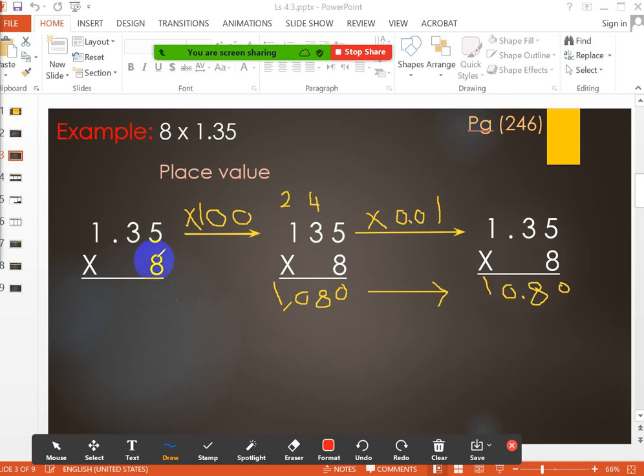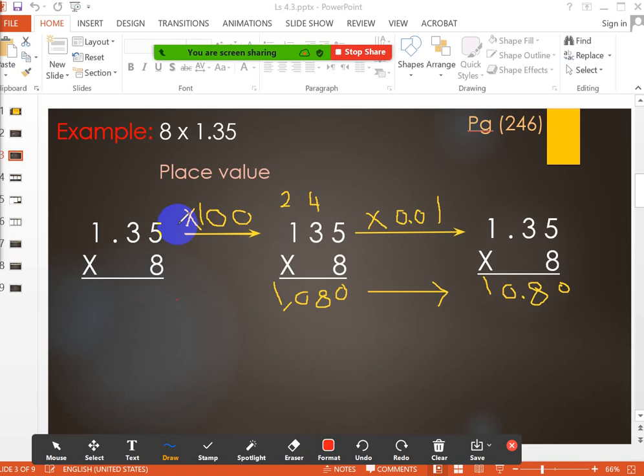Now, I want to multiply 8 with 1.35 by using regrouping. Regrouping is the easiest way for you to find the answer if I didn't mention the way that you have to use. If I didn't mention anything in the question, and I just said find the multiplication. But if I told you find the multiplication by using distributive property, that means you have to use it.